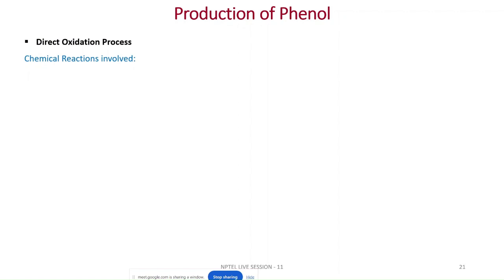The next process, and the last process we are going to discuss for the production of phenol, is the direct oxidation process.